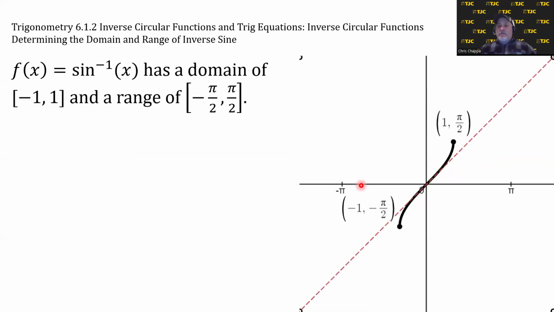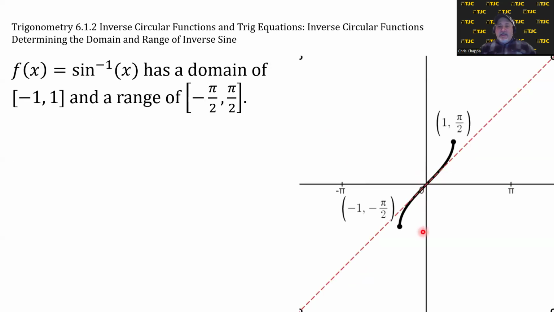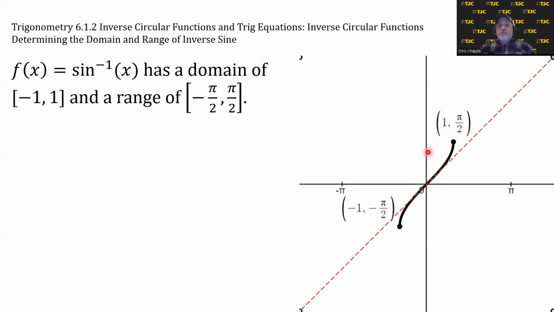See it flipping? From this, we can see that f of x equals sine inverse of x has a domain of -1 to 1, which makes sense because it's the range of this function, and a range of negative pi over 2 to pi over 2, which again makes sense because that's the domain of this function, the domain and range switch. So that's the domain of the inverse sine function, and that's its range.